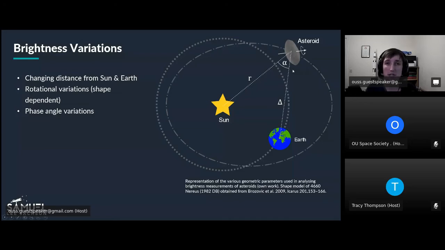So the rotational ones come as the asteroids rotate, because everything in the solar system rotates. And the phase angle is this little angle between these lines here, the lines that point from the asteroid to the Sun and the asteroid to the Earth. And the phase angle you can kind of think of in terms of the phases of the Moon. So as you're looking at, say, a half moon, the phase angle is at 90 degrees. When you're looking at a full moon, the phase angle is 0 degrees, to help you visualize it.